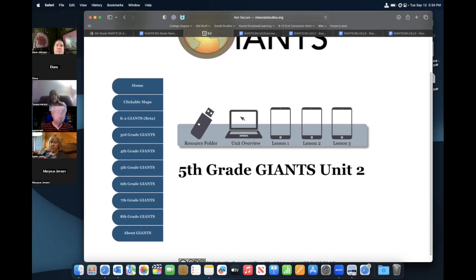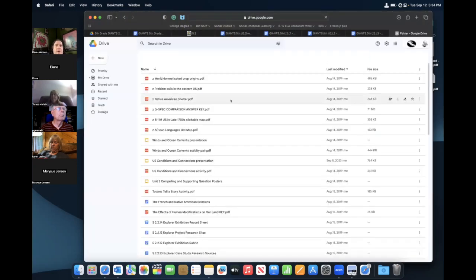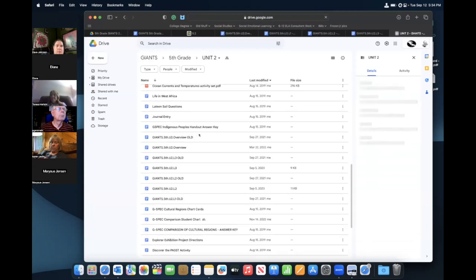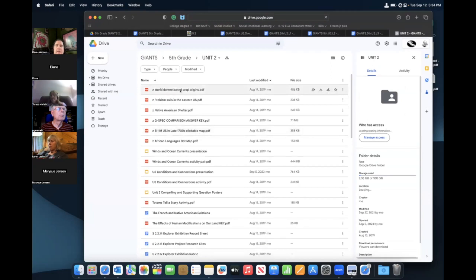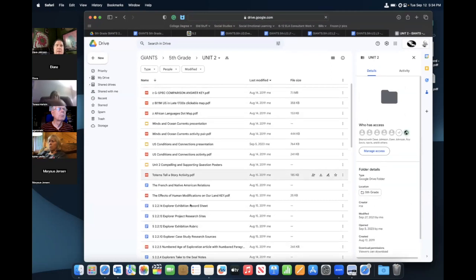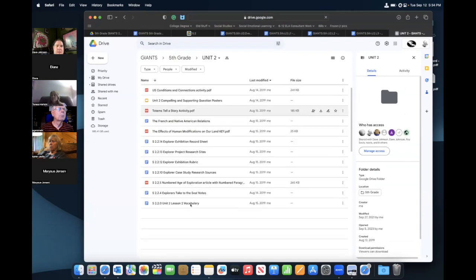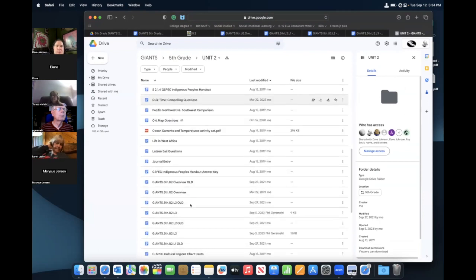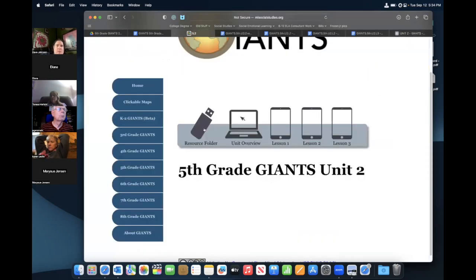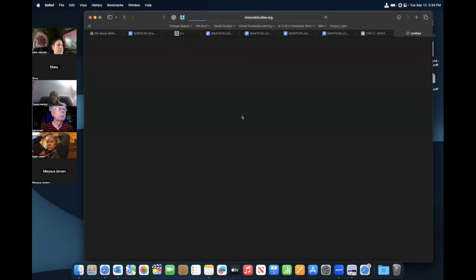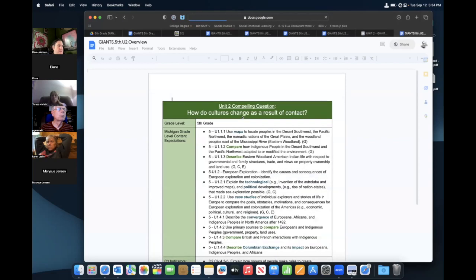So if you click on the resource folder little USB stick icon here, it actually is a backdoor into the Google Drive folder that houses everything for this unit. It is one big, huge, giant dump of files, but it is everything that we have linked in the units. So if something ever disappears or you're like, gosh, I swear there used to be an activity here, most of the units have this resource folder that will take you into it. So I'm going to very quickly go over Unit 2.